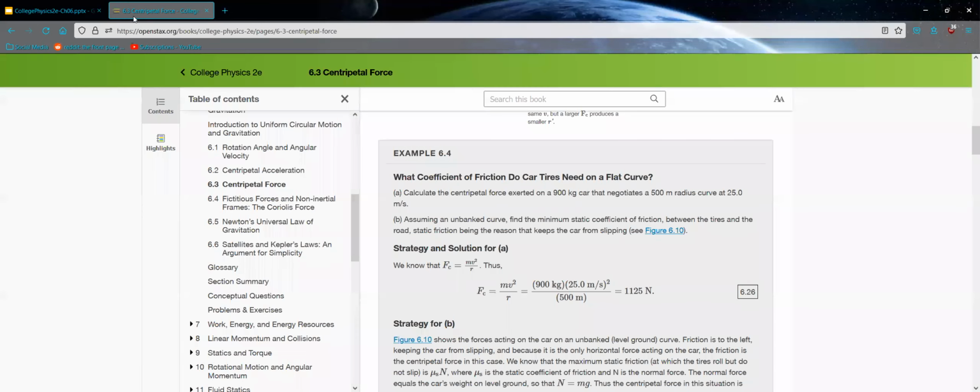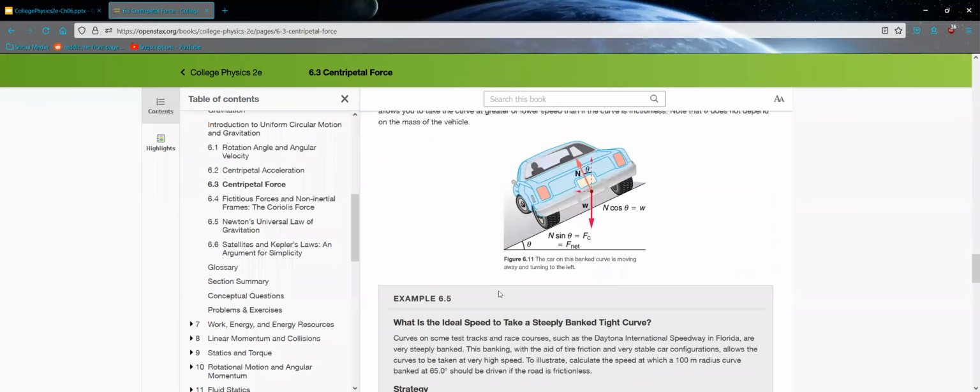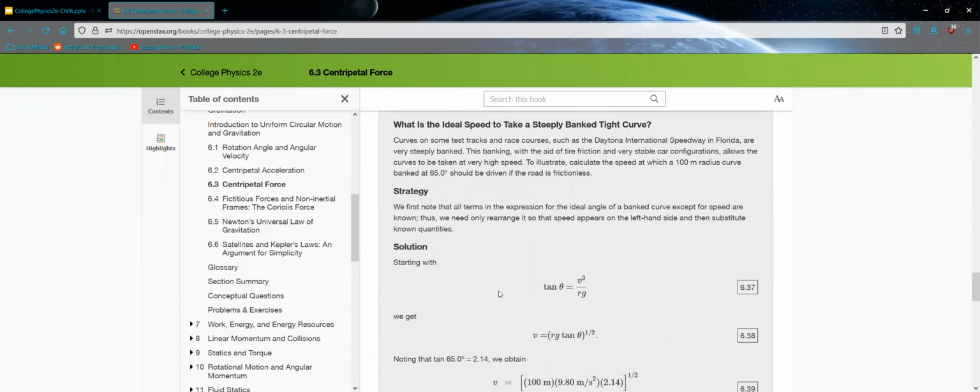So let's do one, right? 6.5. What is the ideal speed to take a steeply banked tight curve? Curves on some test tracks and race courses, such as the famous Daytona International Speedway in Florida, are very steeply banked. This banking, with the aid of tire friction and very stable car configurations, allows curves to be taken at very high speeds. To illustrate, calculate the speed at which a 100-meter radius curve banked at 65 degrees should be driven if the road is frictionless.